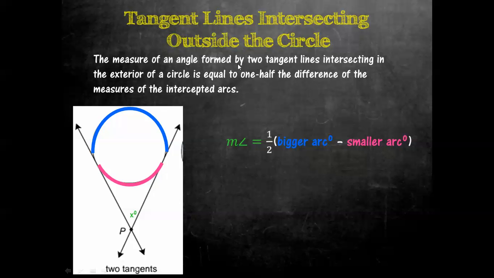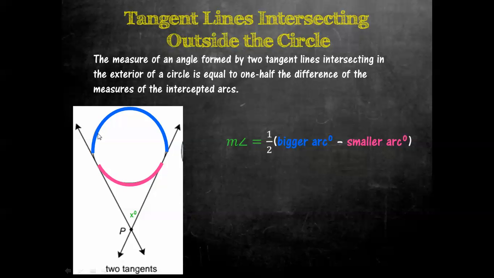What we know about this is that the measure of the angle formed by two tangent lines intersecting at the exterior of the circle is equal to 1/2 the difference. Remember, difference means subtracting. So it's 1/2 the difference of the measures of the intercepted arcs. Here we have our two tangent lines. You have those points. So you have this bottom arc, the pink line, and then you have the top arc.